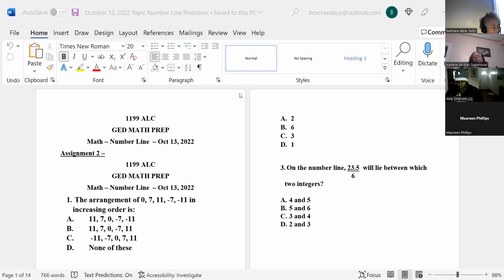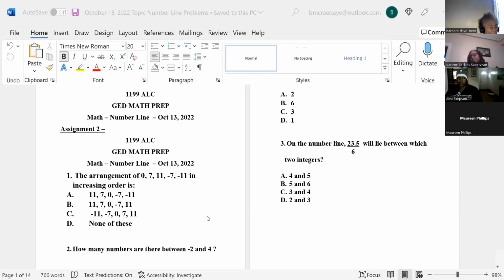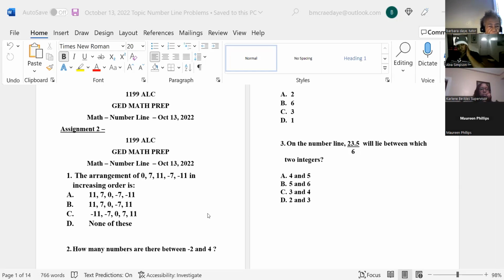Now you seem to understand how to put things in order, whether they are negative or positive. And you seem to know how to find the numbers between two given numbers. But number 3, the number line where I gave you a fraction and asked you to choose which two numbers that quotient fell between. Okay, so we'll have to look at some more of those.